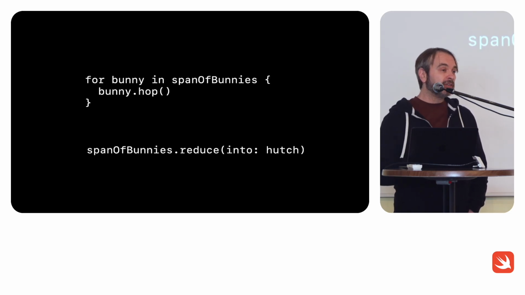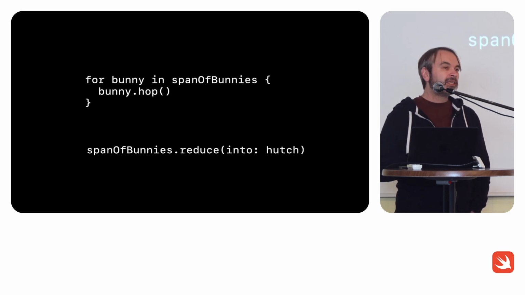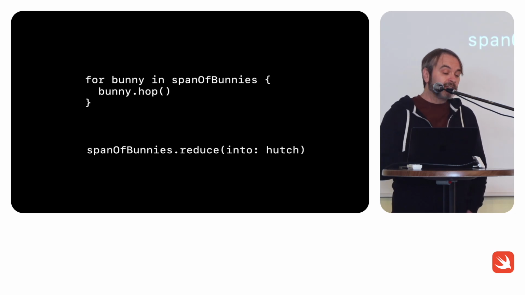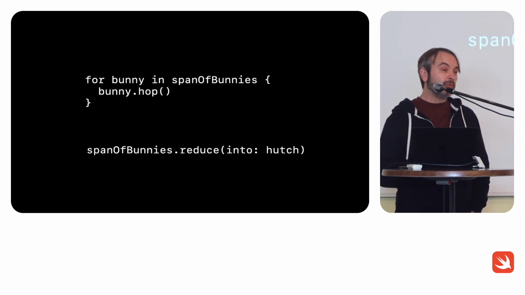And this proposal actually introduces the ability to get that feature back, which is much missed, and ought to make spans even more ergonomic and closer to the kind of nice idiomatic code that you're used to writing on arrays and things like that. And it will also give spans the ability to be extended, just like you can sequence with algorithms. So, for example, you will be able to reduce your span of bunnies into their hutch.